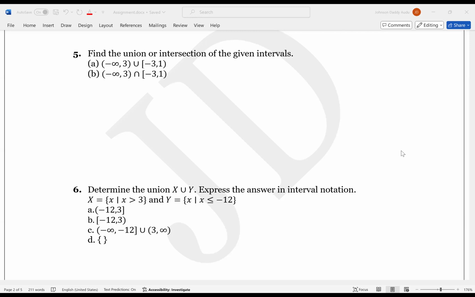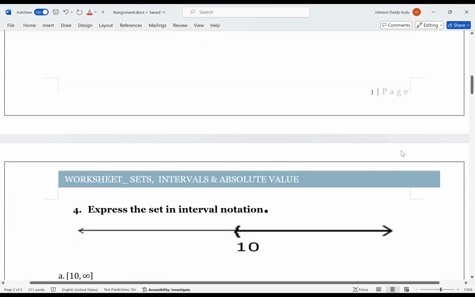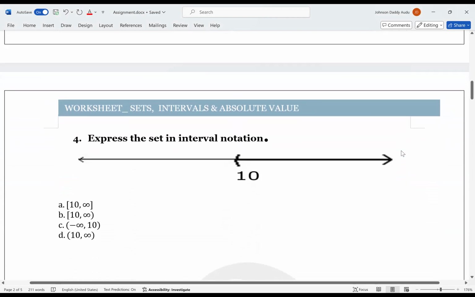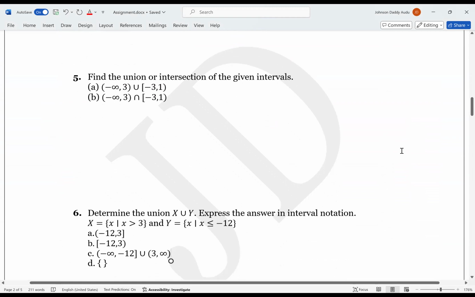So here I'll be providing a solution to a worksheet, and the title of the worksheet is a worksheet for set intervals and absolute value. I will begin with question number 5. Now, question number 5 is the intersection and the union of an infinite set, or you can say of intervals.